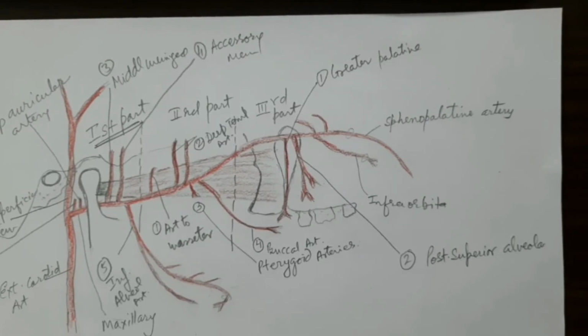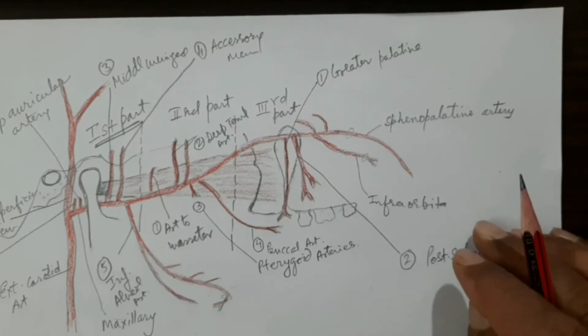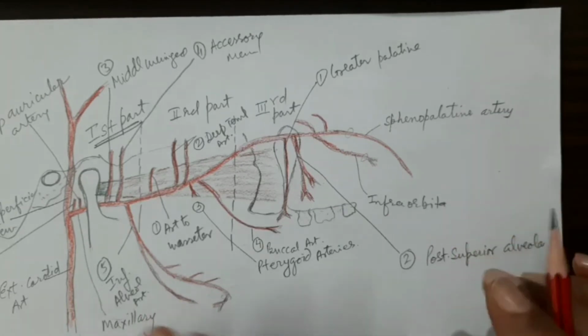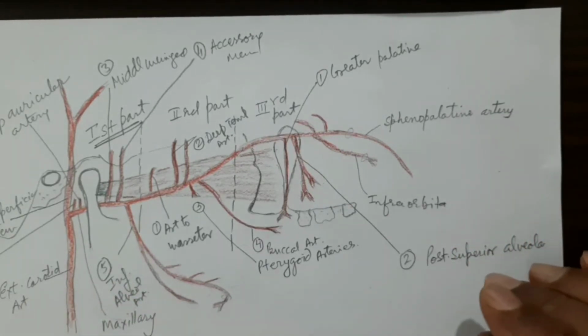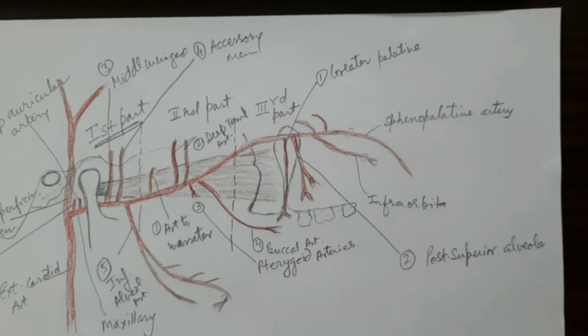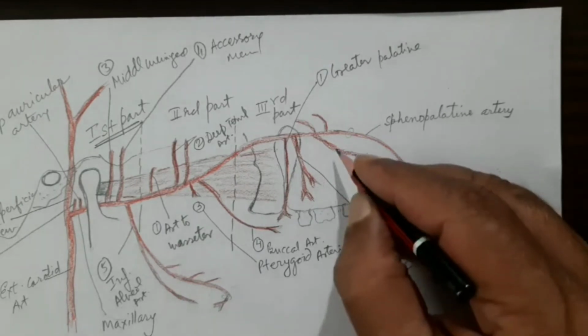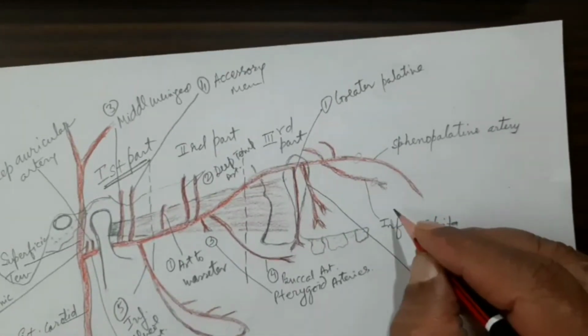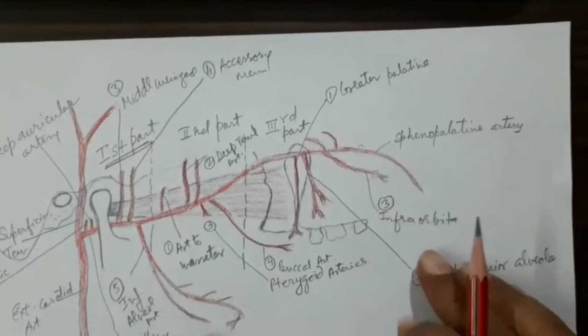Then this artery will go inside the pterygopalatine fossa, or pterygomaxillary fossa, deep inside, which is a small, narrow triangular fossa where the maxillary artery, maxillary nerve and the sphenopalatine ganglion are also present. Here it will give a branch called the infraorbital artery. So the third branch will be the infraorbital branch.